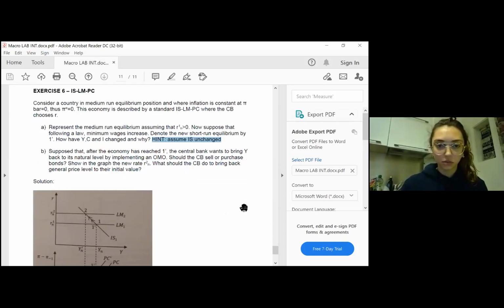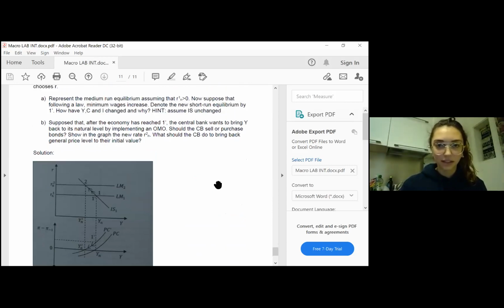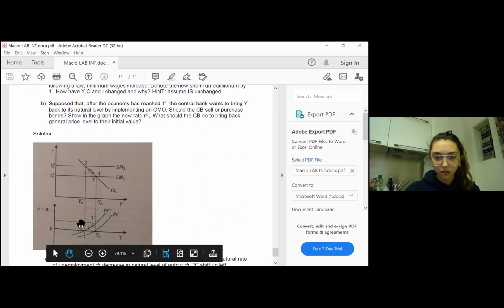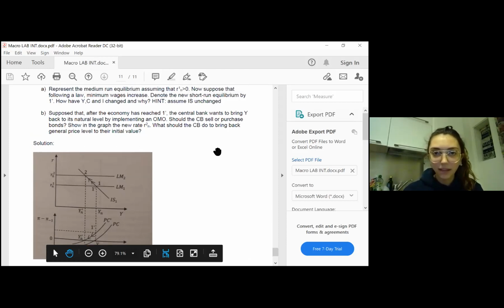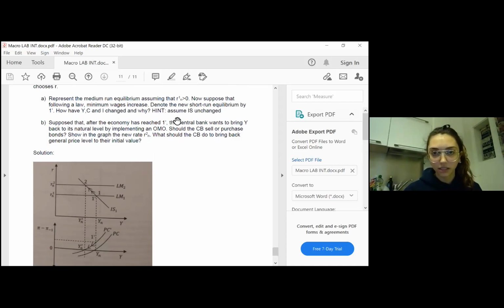So to answer this first question, here you have this beautiful graph. First of all, they ask you to represent this initial medium run equilibrium, which is here at point 1. You just have your IS1, LM1, and you have the Y that is at its natural level, and here you have your beautiful Phillips curve that crosses Y at 0. Amazing. And then you suppose that following a law, minimum wage increases.